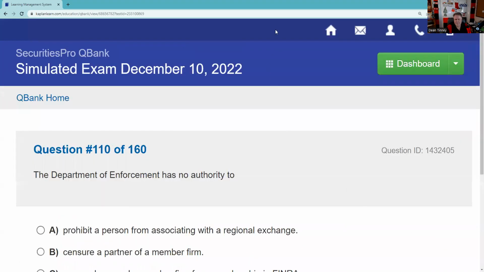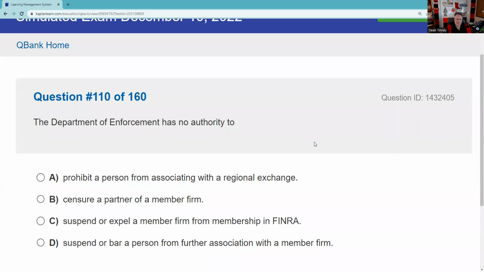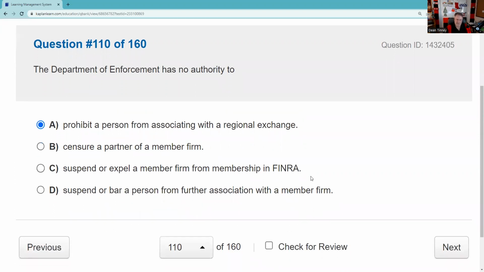Question 110. I think this one's kind of stupid. Department of Enforcement has no authority to prohibit a person from a regional change. I think that's kind of dumb. What I would know is the Department of Enforcement, remember, handles trade practice complaints, and it goes to the National Adjudicatory Council, SEC, court. Right, I would know that. And they have no badge and no gun.